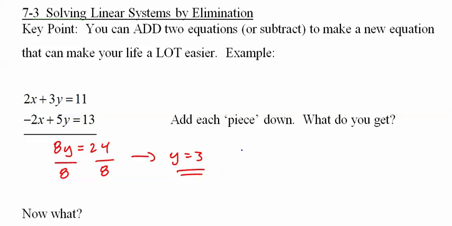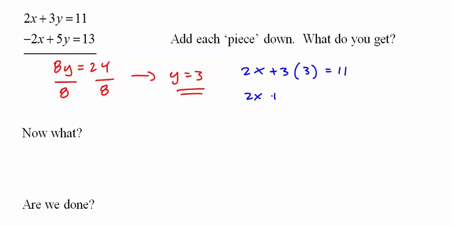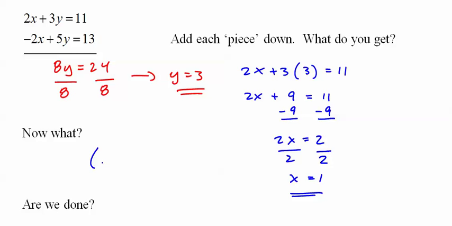Plug it into one of them. 2x plus 3 times 3 equals 11. 2x plus 9 equals 11. 2x, oh, I can't do that, excuse me. Minus 9, minus 9. 2x equals 2. x equals 1. So there is our ordered pair, 1, 3.